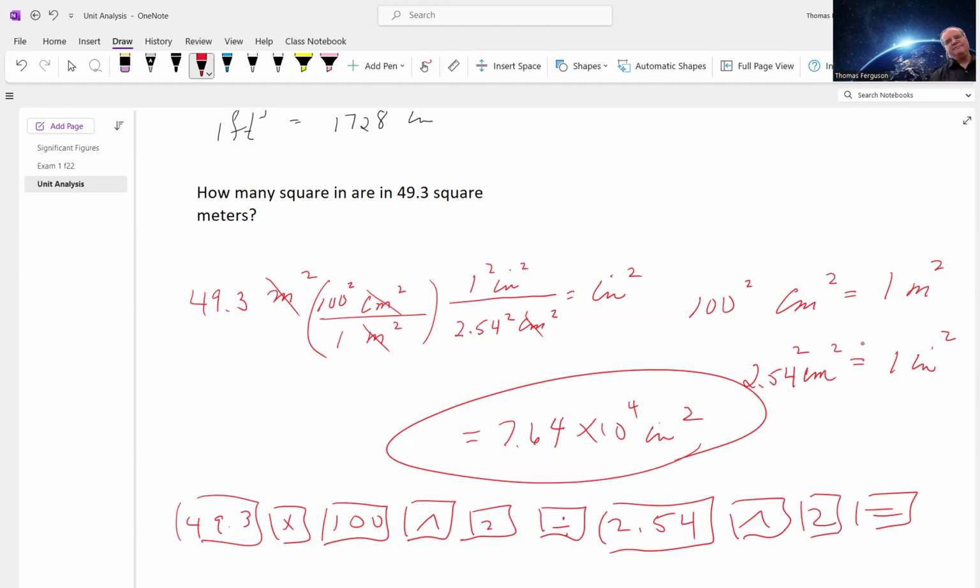Now that's probably one of the more trickier problems. On your dry lab number 2, the last 2 problems, or the last problem is a volume or area problem. I forget which one.